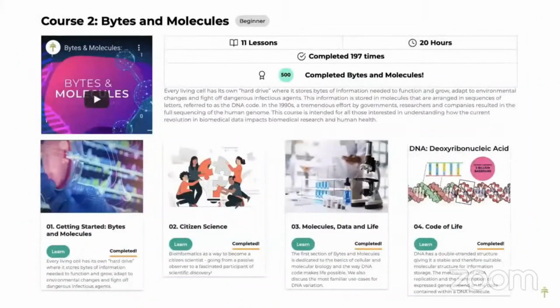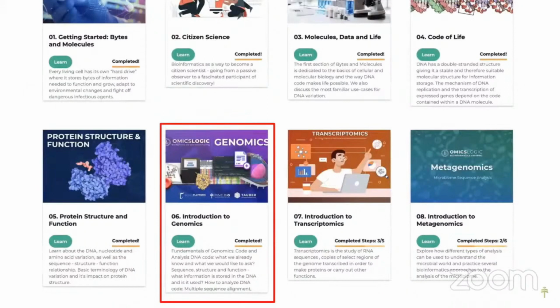Another good course to look at is Bytes and Molecules. This course is a great place for those who were confused by a lot of the terms that we used in today's lecture. Anyone that would like to review the basic terminology and get a good overview of topics should look at this course in full. But specifically, we looked at Lesson 6, called Introduction to Genomics.